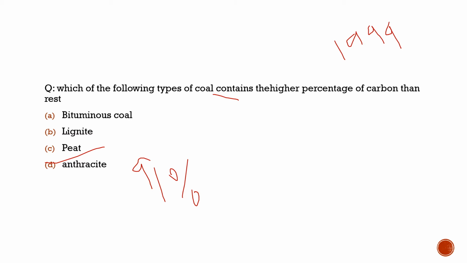They can ask you a question: which of the following types of coal contains the lowest percentage of carbon? They can ask this question in the next exam. That's what you have to prepare for your next exam. They can ask such questions in your exams.